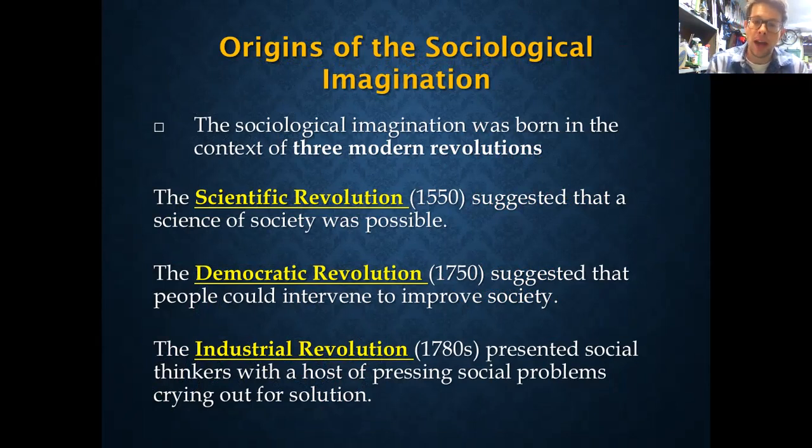Then there was the democratic revolution. The democratic revolution suggested that people could intervene to improve society. So this is a little bit more of a political revolution that's going to be occurring here. And what this is going to say is that society is not just in the hands of royals, but there are actually everyday people who can step in and say, what I think is valid and correct, and I think that we should change, and those changes can be put into place, and that's important.